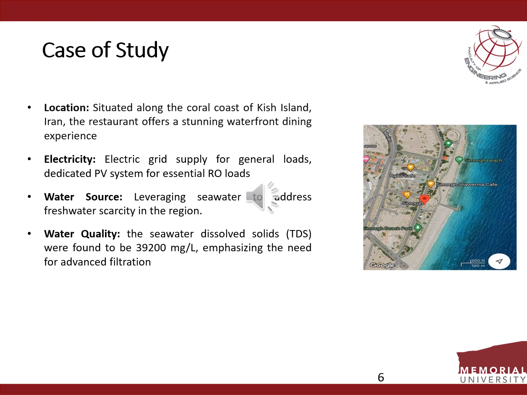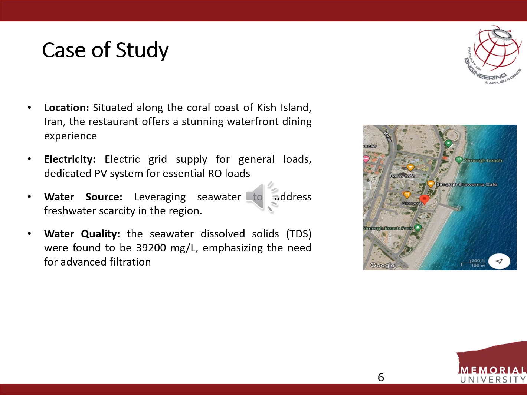All the general loads of the restaurant are supplied by the grid, but this essential RO system will be supplied by an independent PV supply. So this is the sustainable solution to provide a fresh water source to the restaurant. The water quality, the TDS value, total dissolved solids value, was found to be 39200 milligram per liter in the seawater which is available in the sea.